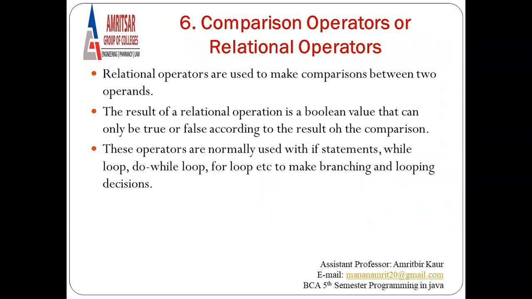Then our next operator is the comparison operator, or relational operator. Relational operators are used to make a comparison between two operands. So here the relation between two operands will be checked. As is clear from the name, a relational operator checks the relation between two operands. The result of a relational operator is a Boolean value. It can be true or false according to the result. These operators we normally use in if else statements, while loop, do while, for loop, for branching and looping.